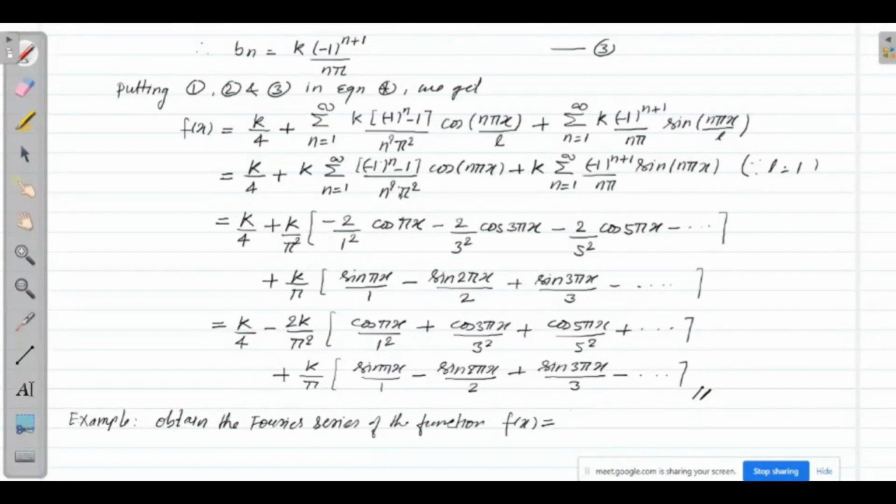F of x is equal to pi x, when the limit is running from 0 to 1, otherwise 0. Here x is running from 0 to 1, and then x is running from 1 to 2. So this is a simple exercise problem for you. Please do this problem at your home. Each and everything will be the same as the previous one.